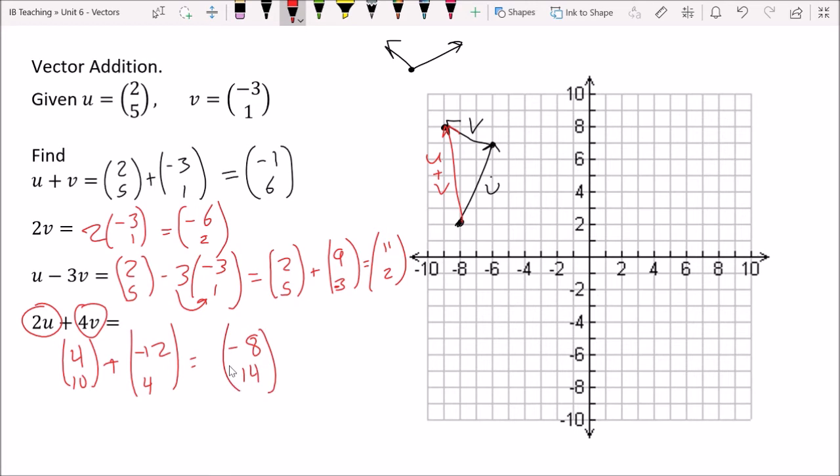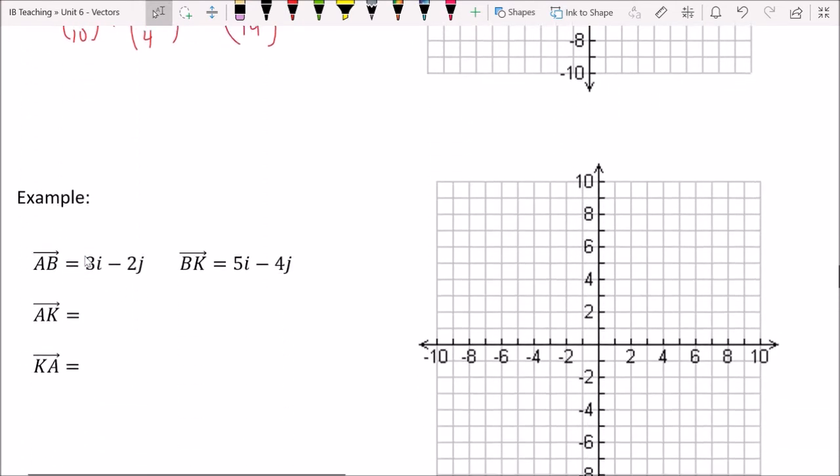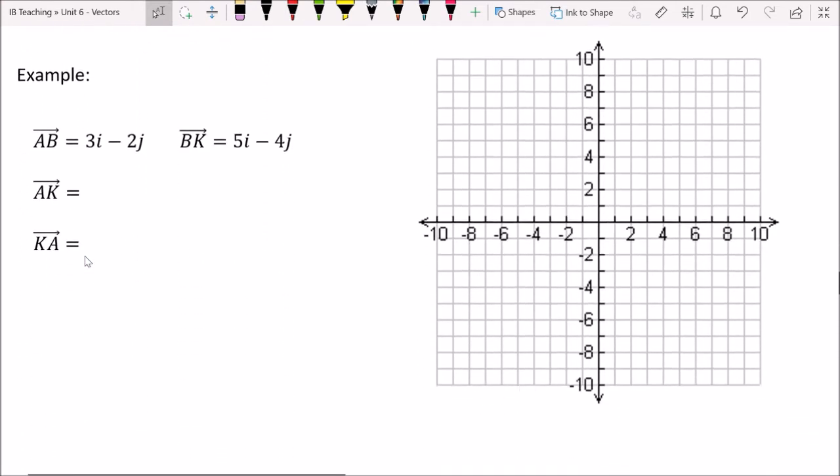Okay, and that's all vector addition, subtraction, and multiplication by a scalar are. By the way, I'm using the word scalar. When you're multiplying by a whole number, that whole number is called a scalar. And that'll come up a few times in the unit as we go here. Another example.